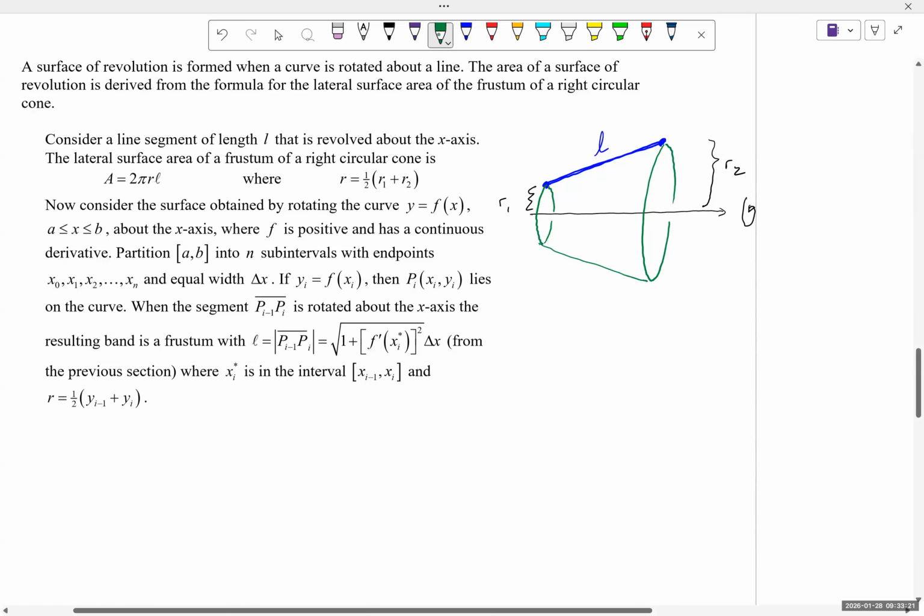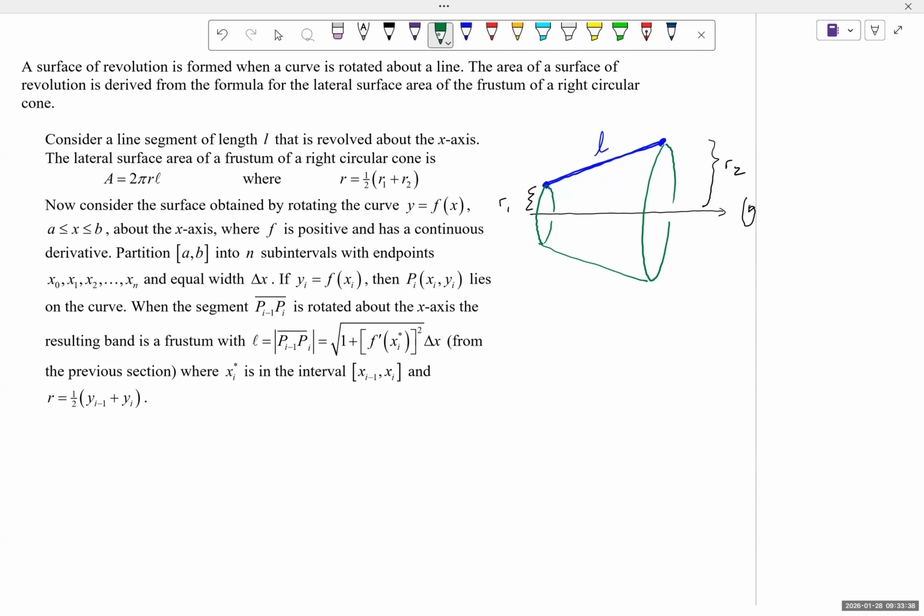A funnel? I was thinking a lampshade. Anyway, this is called a frustum of a cone. It's basically if you take a right circular cone and cut off the tip, it looks like this. So that's what this is called.